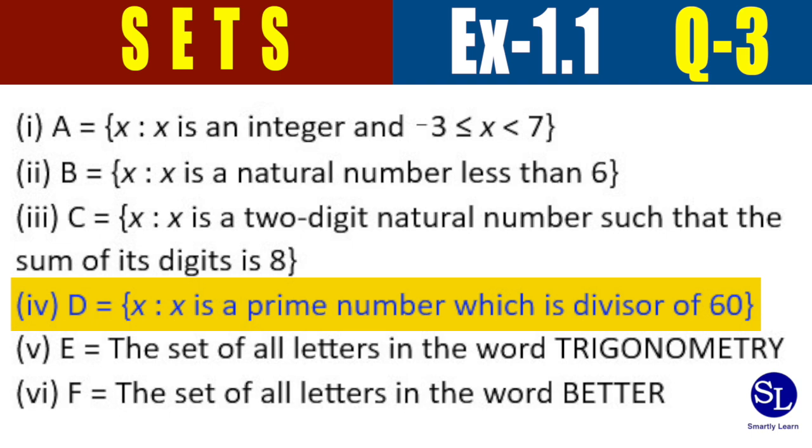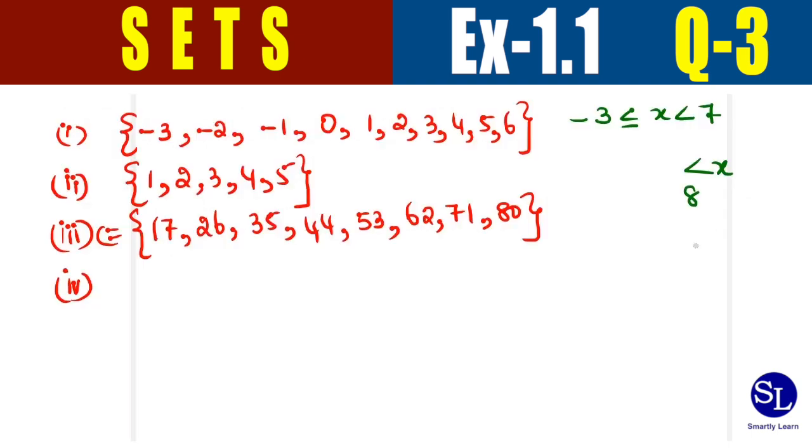Now let's look at the fourth option. Set D has elements x such that x is a prime number which is a divisor of 60. So the question was factors of 60, and at the same time those factors should be prime numbers. So set D is going to have the elements 2, which is a factor of 60 and a prime number. Similarly 3, 5. Other factors of 60 are not prime numbers, so they are not listed in this set.